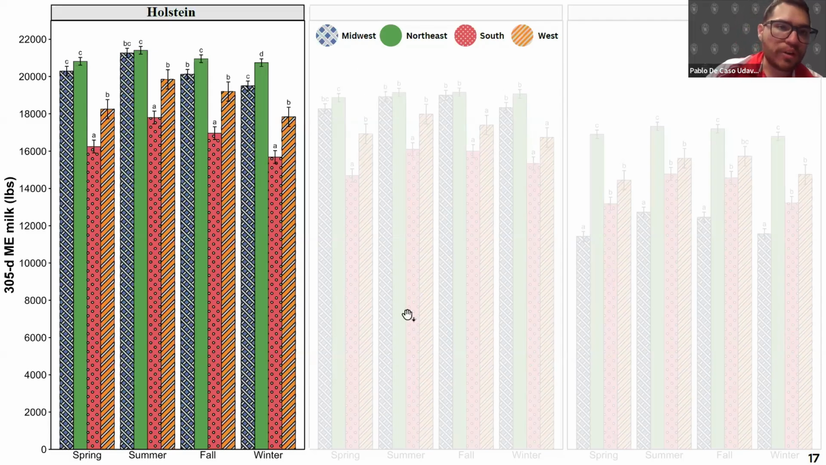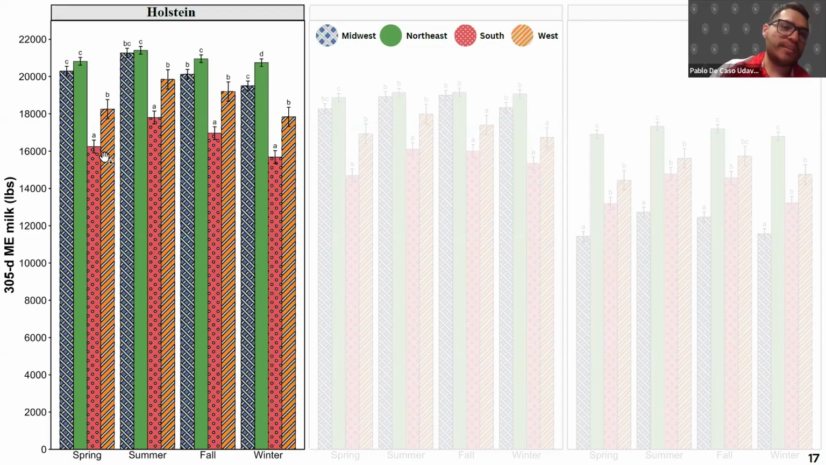So first of all, we're going to be starting with the Holstein. And as we can see very clearly over here, the Midwest and the Northeast, which are the blue and the green bar in here, do not differ from each other in terms of production, averaging around 21,000 pounds of milk per cow for the Holsteins. And we can see very clearly that there is quite a difference between the South and the West in terms of production.